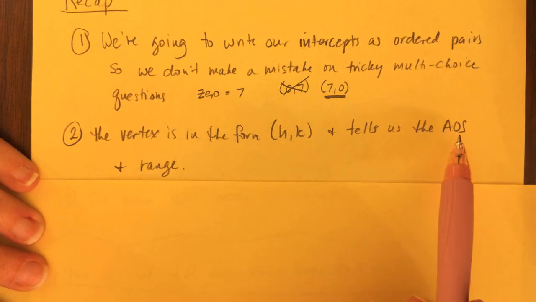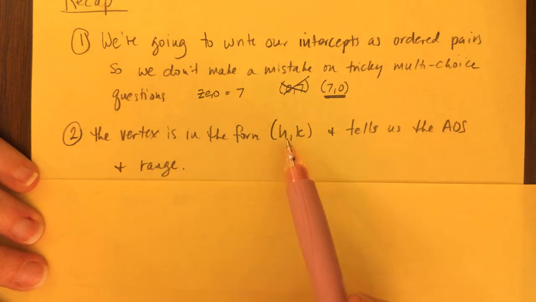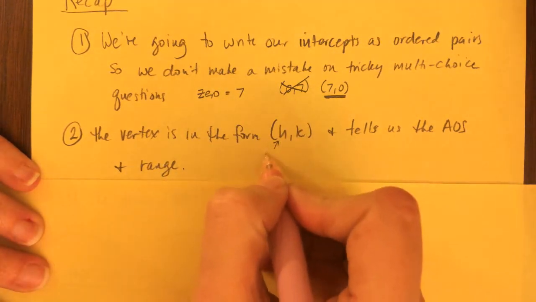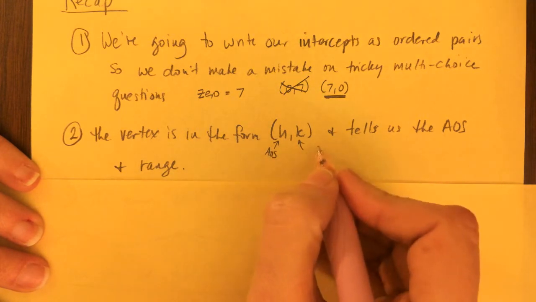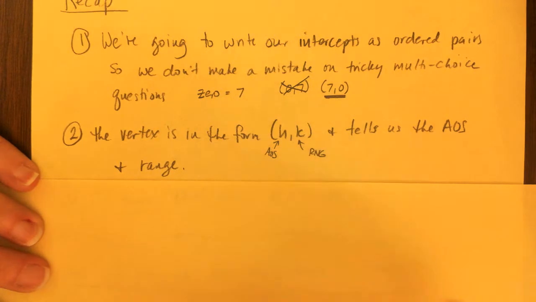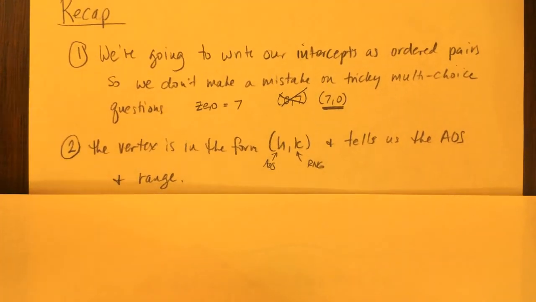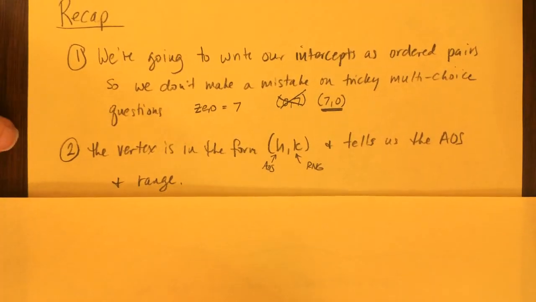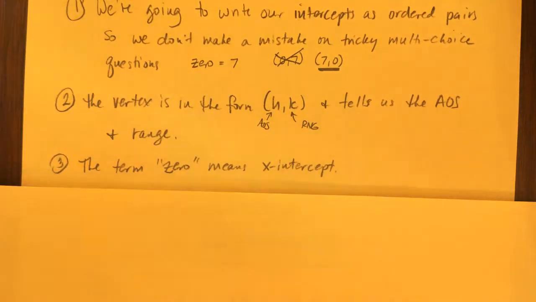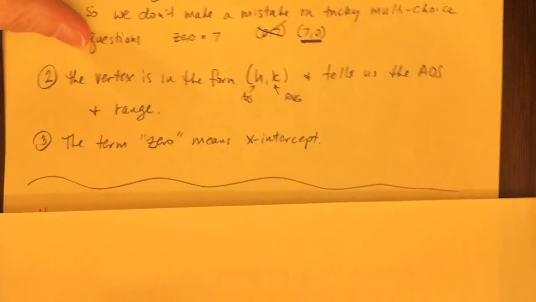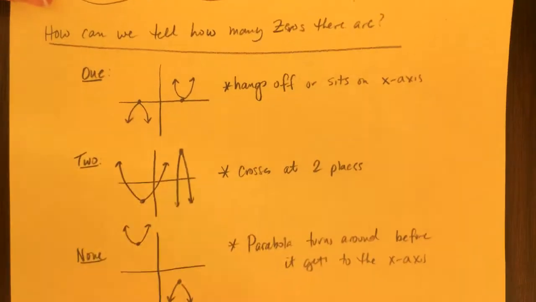Okay, next thing, we just learned this, but the vertex is in the form of (h, k), and it tells us the axis of symmetry and the range. So the h tells us the axis of symmetry, and the k gives us the boundary of the range. Okay, so that is a very, very rich and powerful coordinate. Also, the term 0 means X-intercept. It is vital and critical that you know this.